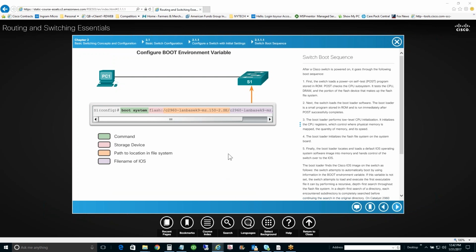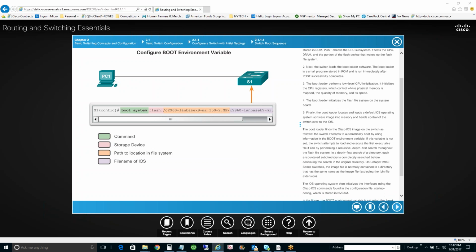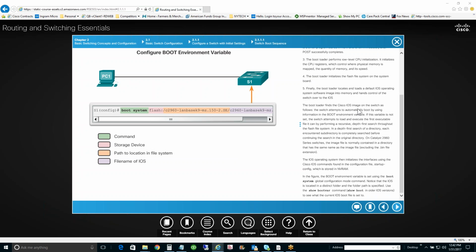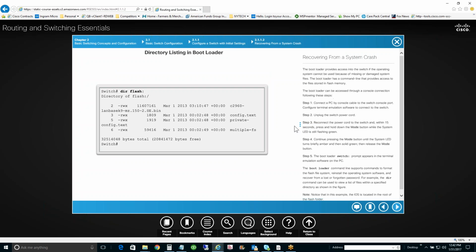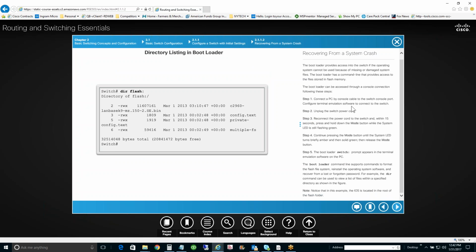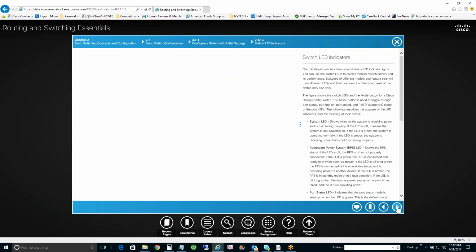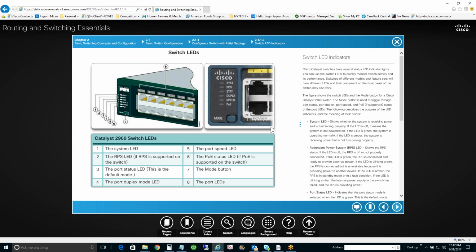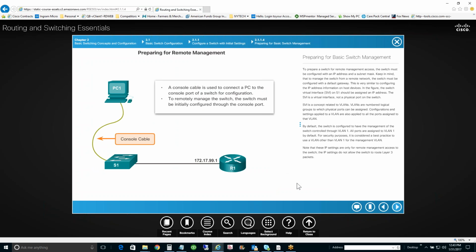In Chapter 2, it starts off with the switch boot sequence of a Cisco switch, and this is something that you need to read through thoroughly and make sure you understand the concepts and what is found in each type of memory, etc. And some of the LED indicators and what they mean and that sort of thing. It's not tested on heavily, but it's something in practice that you're going to need to be familiar with.